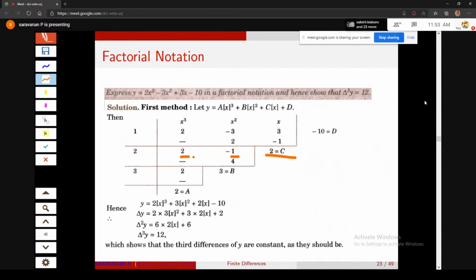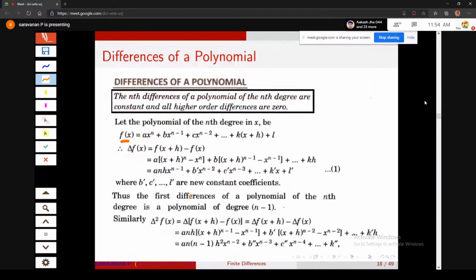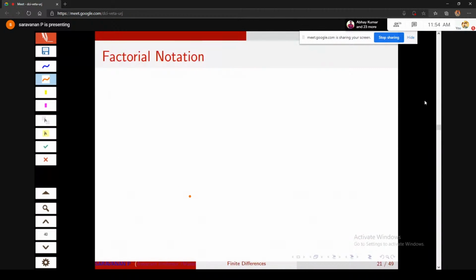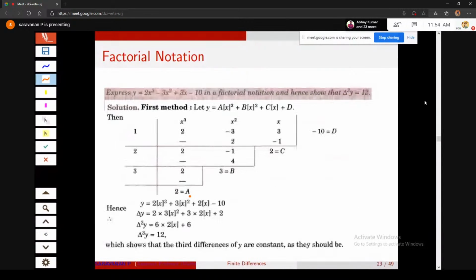Then again you take the quotient and divide by x minus 2. You will get the quotient as 2 and remainder as 3. Then again take the quotient, divide by x minus 3. You will get the same constant 2, because 2 is a constant. But instead of writing x cube, x square, x everywhere, we are writing only the coefficients. That is the difference.